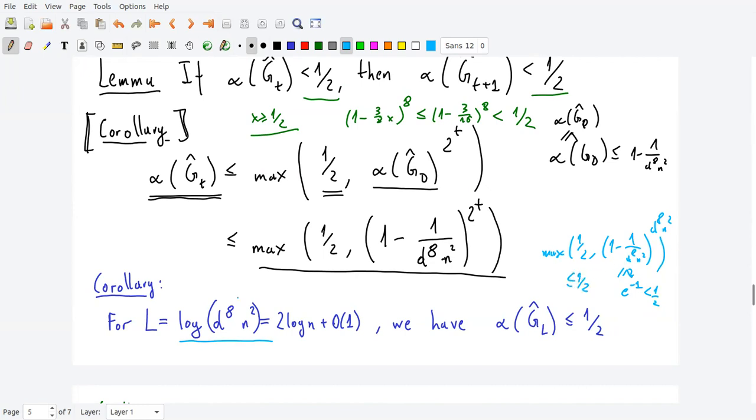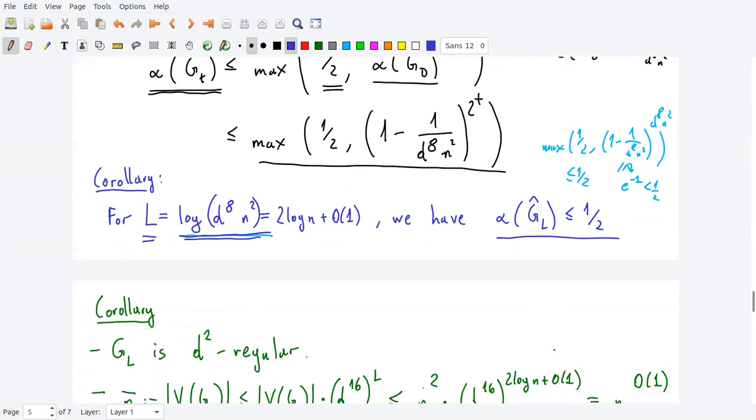So this means that if we apply this many iterations, say capital L, which is the logarithm of d power 8 n square, then we already get a graph whose spectral parameter alpha is smaller or equal than 1/2. So applying a logarithmic number of operations in this procedure brings us a graph that is already a good expander. Good. And this is the main idea of the whole proof.